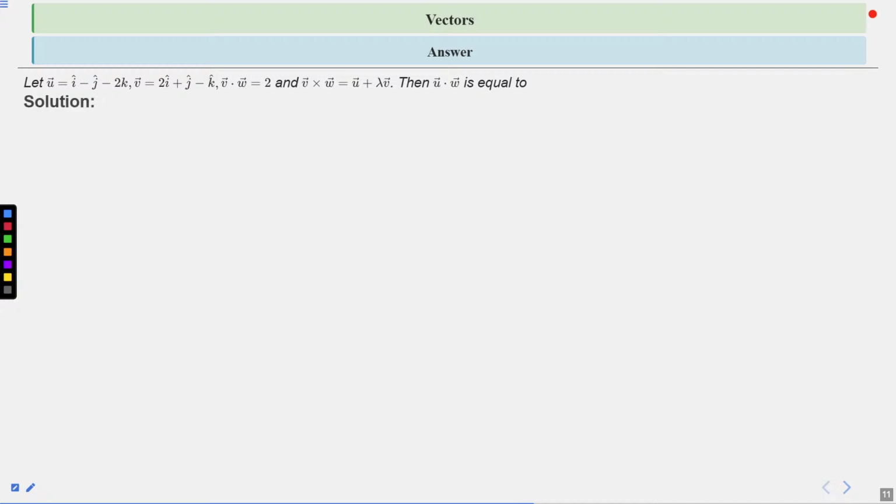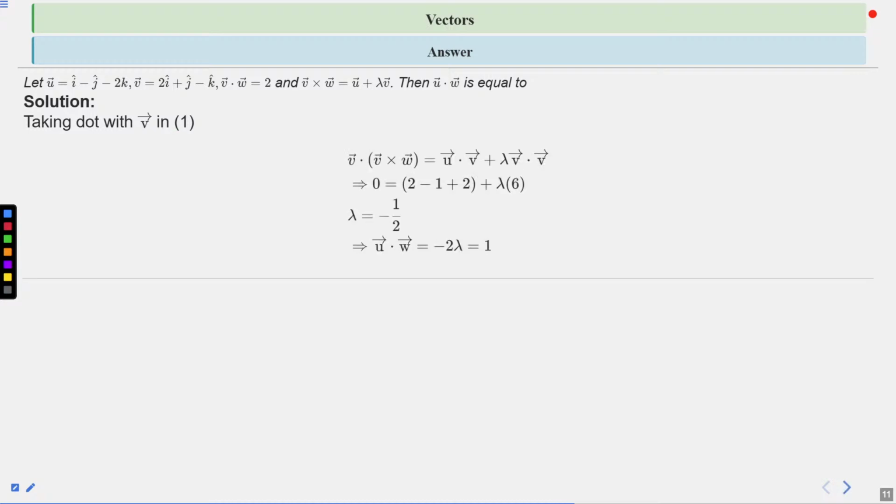So after taking the dot product, just substitute the values. So 0 equal to 2 minus 1 plus 2 plus lambda into 6. So lambda equal to minus 1 by 2. So u dot w is equal to minus 2 lambda. So the value of lambda is 1.